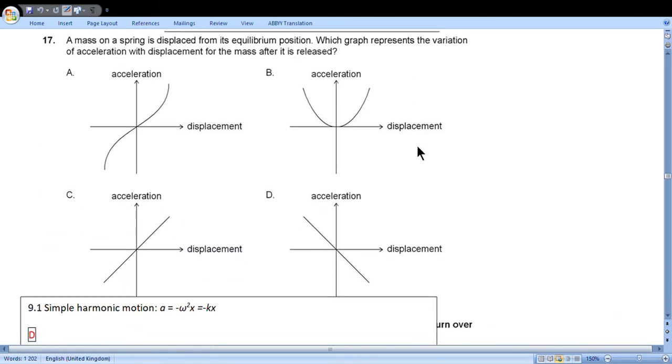Okay, next, question 17. A massive spring is displaced from its equilibrium position. Which graph represents variation of acceleration with displacement of the mass after it is released? So 9.1, simple harmonic motion, acceleration equals minus omega squared x or minus kx, where k is positive. So it is a straight line with negative gradient, so it is D.